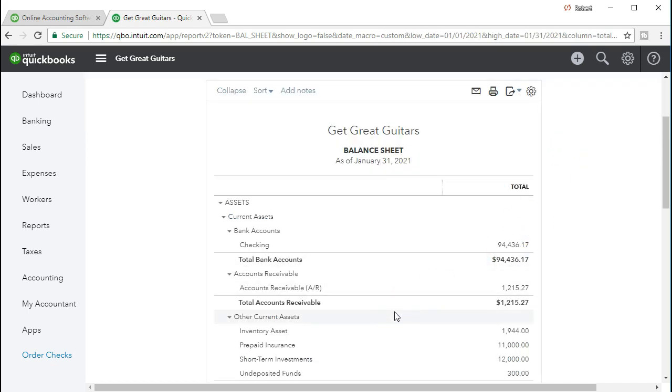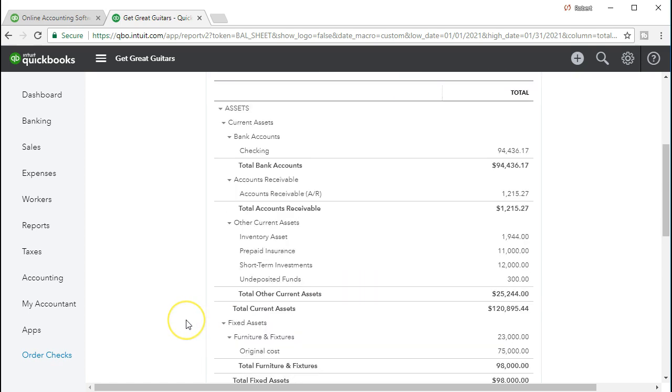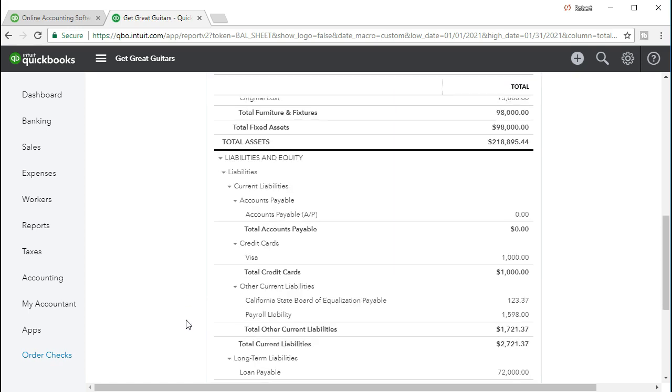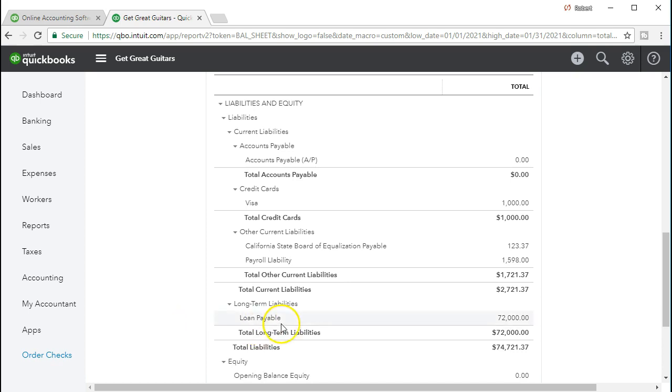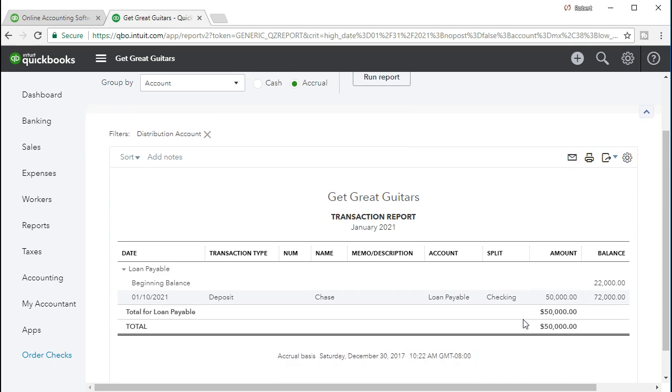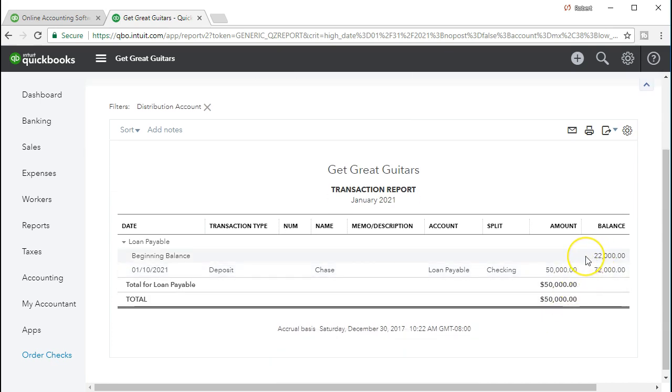And then if we scroll down, we're looking for the liabilities. So here are the assets, here are the liabilities. We have then this 72 loan payment here, so this loan amount. This is the amount that we will be working with. So if we click on that amount, then it started off at 22, the original balance we put in place, and then we had another 50,000. So we're going to have this $72,000 loan.